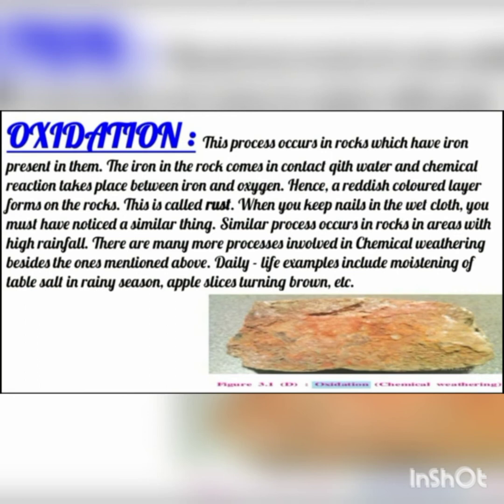Now there are many more processes involved in chemical weathering besides the one mentioned above. Daily life examples include moistening of table salt in the rainy season, where moisture collects in the salt we eat. Another example is apple slices turning brown: if we cut an apple and keep it, after some time the color looks brown.